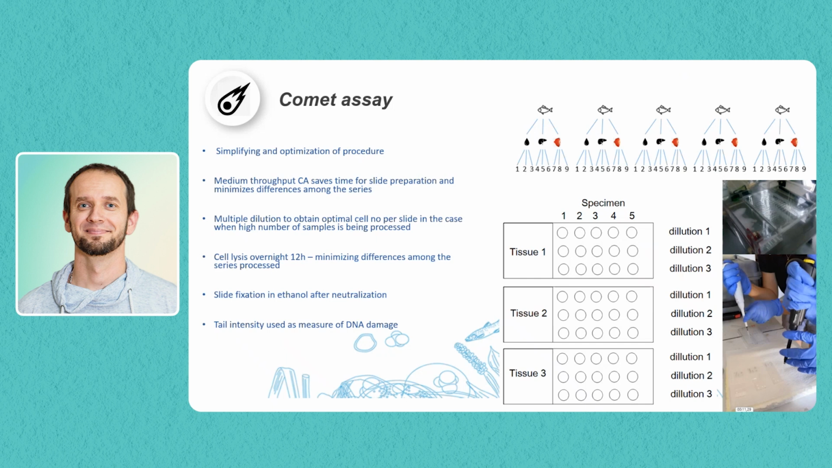Usually we are doing cell lysis overnight. We do it for 12 hours. For us, it was shown that it is better than doing only 1 to 2 hours, especially if you have a lot of samples and if you're doing it in series. We are doing slide fixation in ethanol after neutralization. So we are making libraries of slides and we are scoring them later. And we are using tail intensity as a measure of DNA damage.